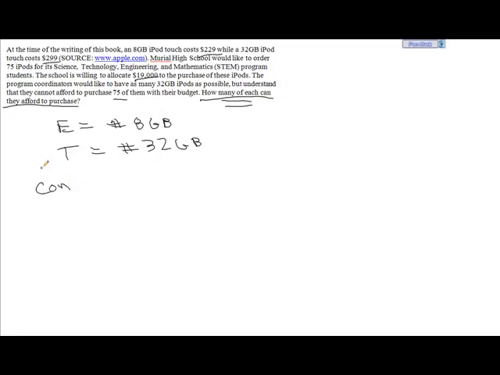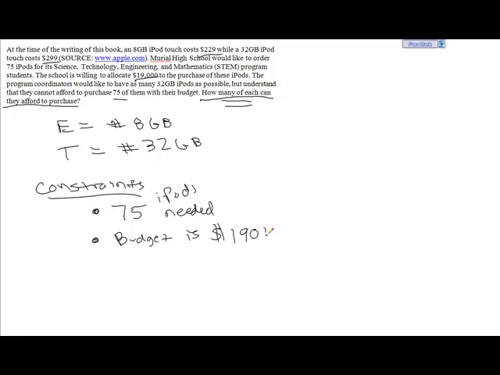First I'm going to write them in words just to make sure I understand what they are. We know that the school needs 75 iPods. And we also know that the budget is $19,000. Ideally, given our constraints, we want to meet these as closely as possible. Now we're going to write these as mathematical constraints. The number of 8 gigs plus the number of 32 gigs need to add up to 75. So I'm going to write E plus T equals 75. That's my mathematical way of writing this, that's what that translates into.